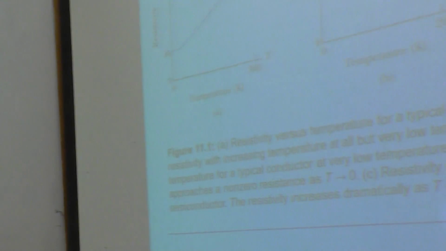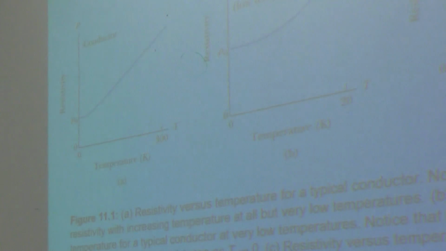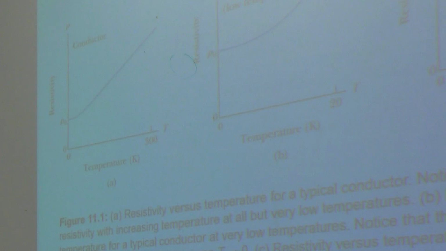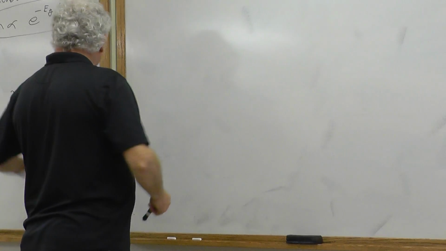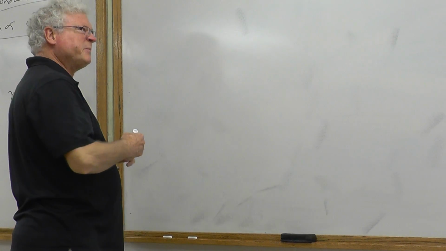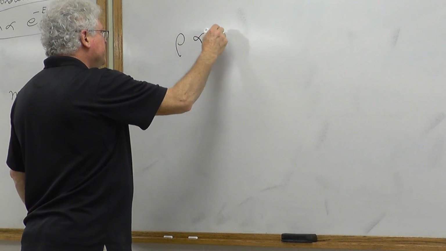I hope I have this correct. On the left, a conductor at low temperatures, unless it's a superconductor, in which case the curve comes down and then suddenly drops to 0 below some critical temperature. Then the semiconductor. Let's see if this looks right.